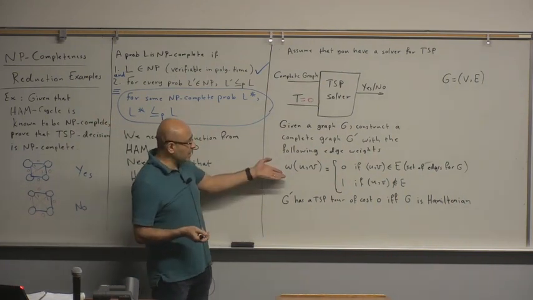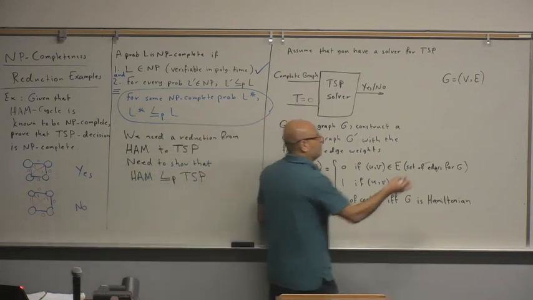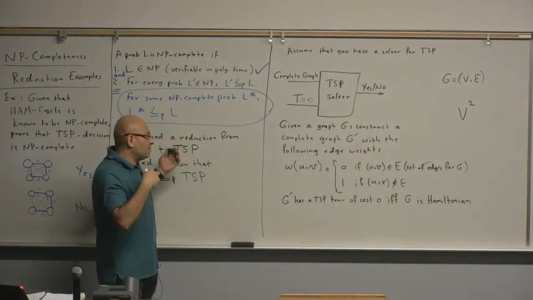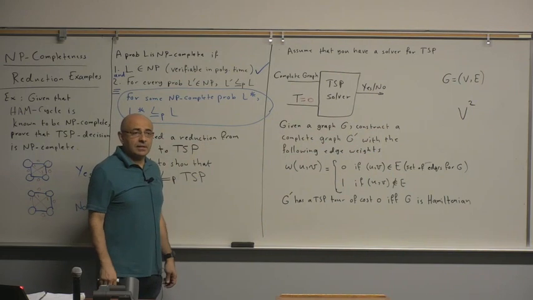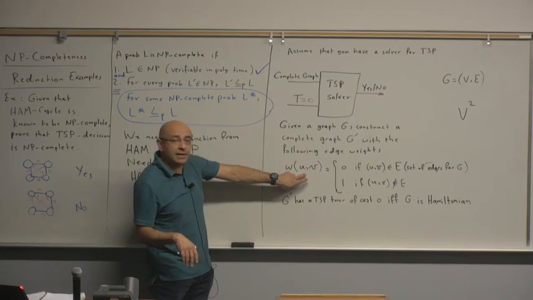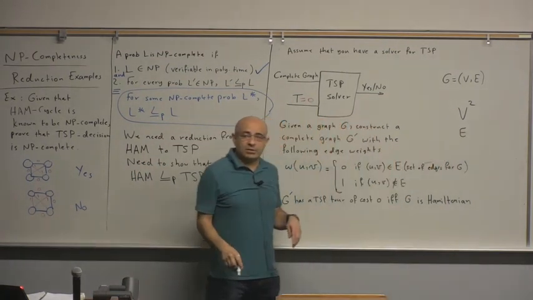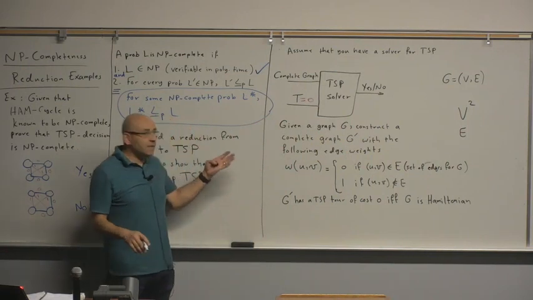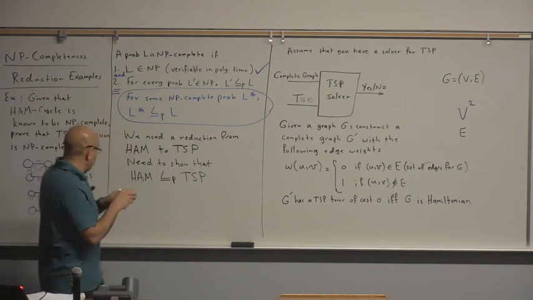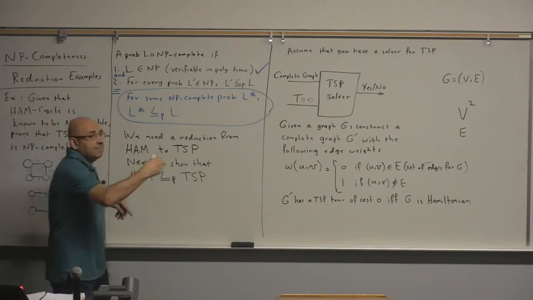So basically, our reduction is constructing a complete graph. When it's a complete graph, we're talking about V squared. That's certainly polynomial. It's a V squared transformation. We construct this complete graph, and these are the edge weights. So you have E, and E is not going to exceed V squared. So it takes V squared time to do the transformation from the given instance of Ham cycle into an instance of TSP.